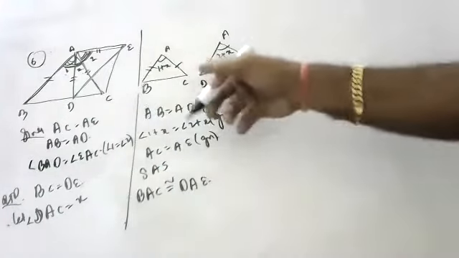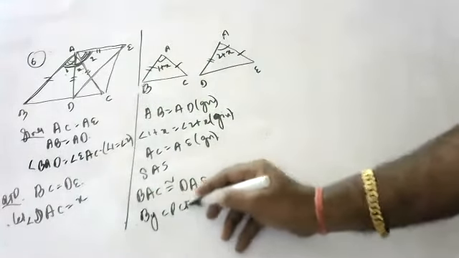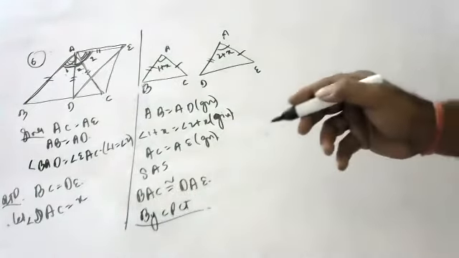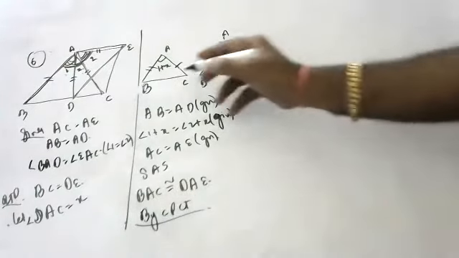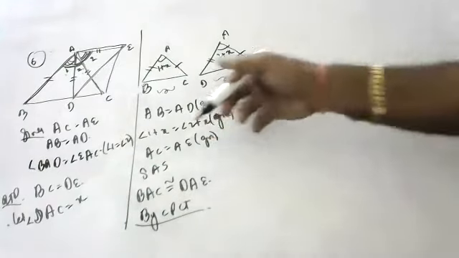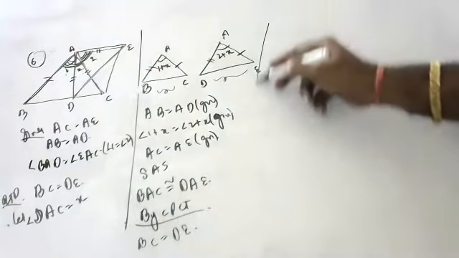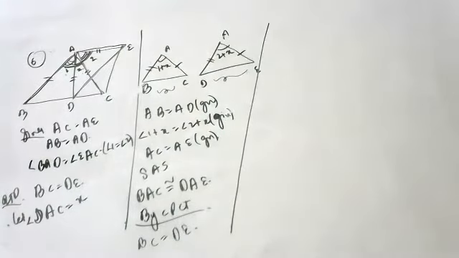If BAC is congruent to DAE, by CPCT, what can we write, children? By CPCT, we can say BC is equal to DE. BC is equal to DE. By CPCT, we can say BC is equal to DE. Over, children. That's all. AC is equal to AE. AC is equal to AE.